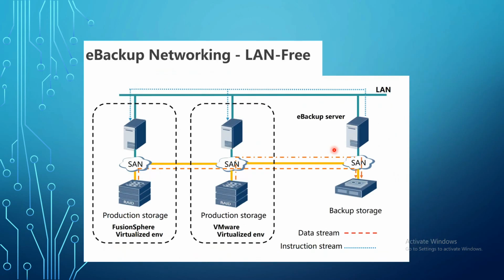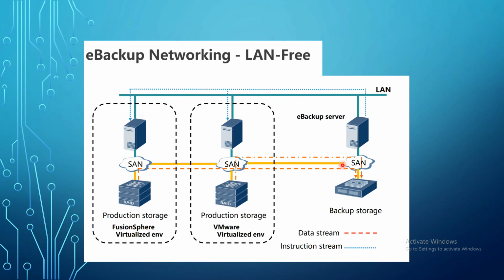This is LAN free. The backup server will be connected over the Ethernet to the vCenter or the VRM. Only the communication is for management or for triggering the commands. It will trigger the backup of the VM, but if you have configured to take a backup using the SAN, it will automatically move data over the SAN medium. It will not be traveling over the Ethernet. So your backup speed will increase and your backup window will be reduced. In this case, all the backups will be traveling on the SAN network.